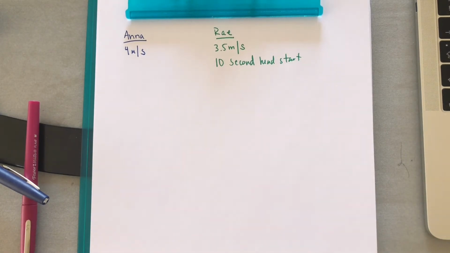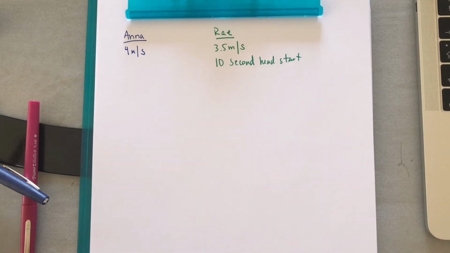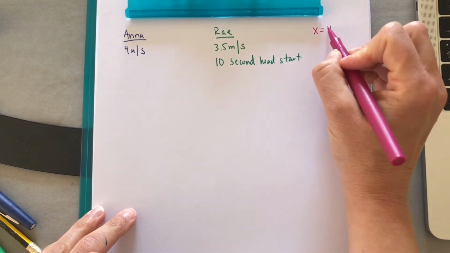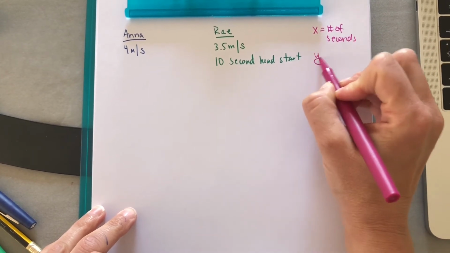Let's look at what would happen if Anna gave Ray a time head start instead. So what if she let her run for 10 seconds before she started chasing her? So we still need two equations. We're still going to let x be time and y be distance.